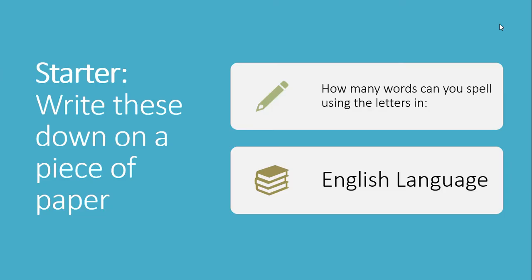So as I say, this week we're going to start off with, this is our starter. So grab a piece of paper and a pen and write down as many words as you can spell. Okay, so think of as many words as you can using the letters in the words English language. So you can only use the letters that are in those two words. You can't add in any extras. If for instance, there are three G's in there, if you come up with a word that's got three G's in, brilliant, you can use them. But if it had four G's in, you couldn't, because there were only three in the words English language.